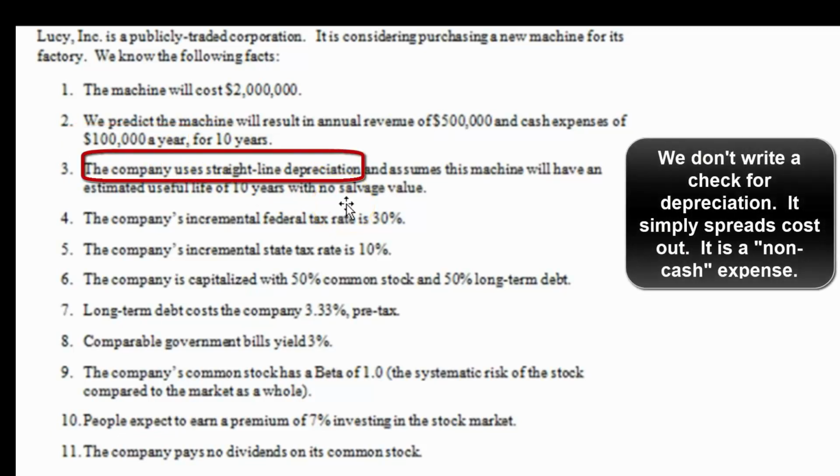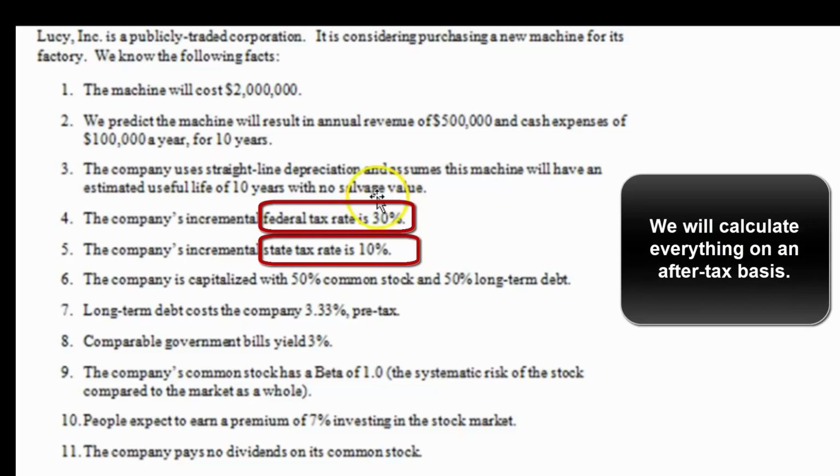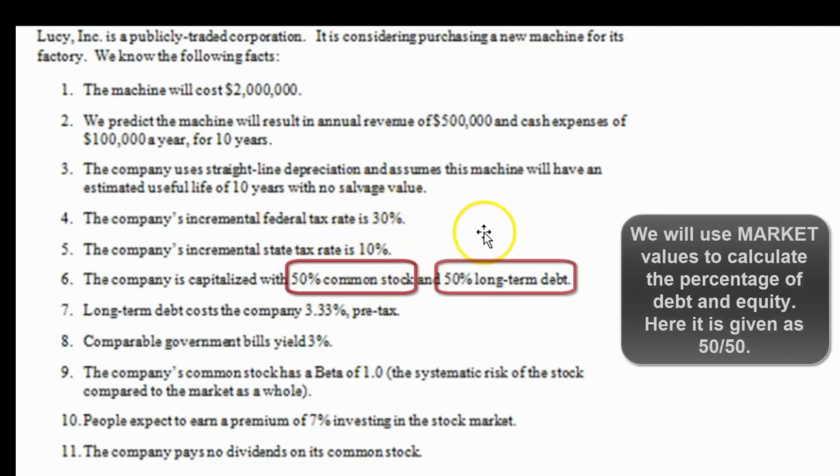It's also another expense. There's depreciation expense. We're going to write this thing off over 10 years using straight line depreciation. Our incremental tax rate is 40%. That's 30% for the feds and 10% for the state. So the next dollar of income we make is going to be taxed at 40%.